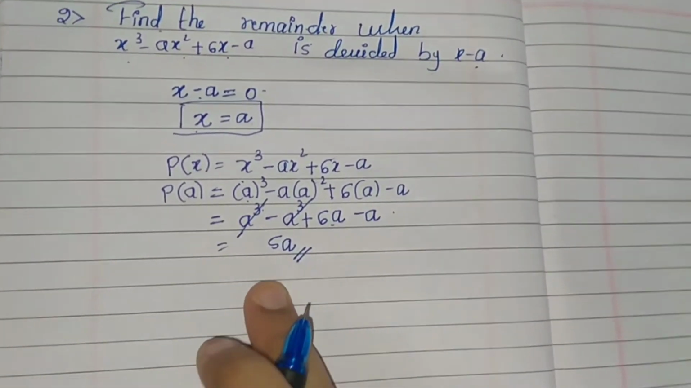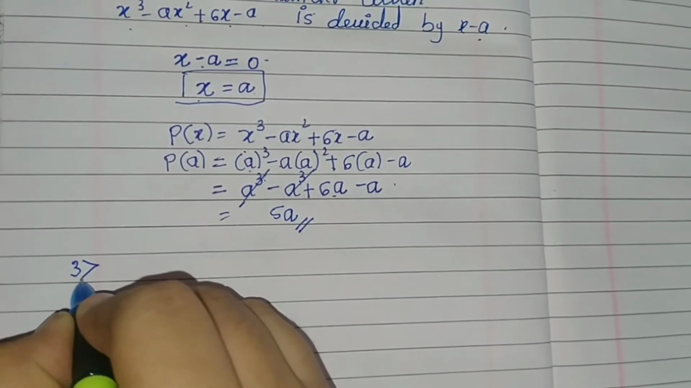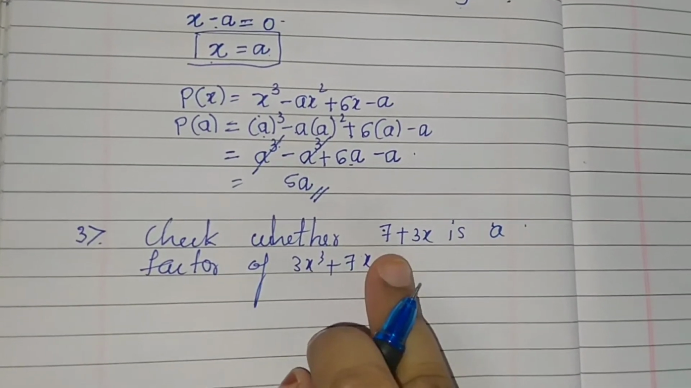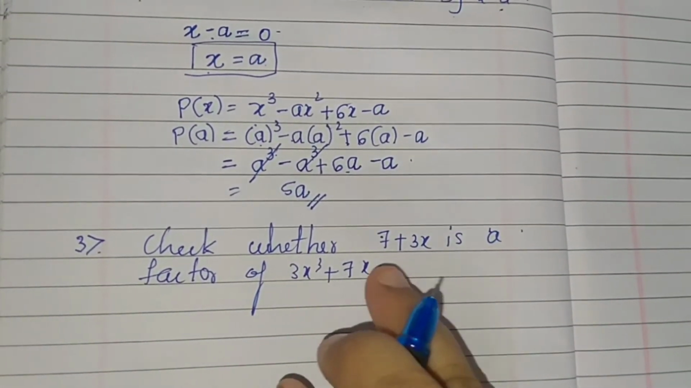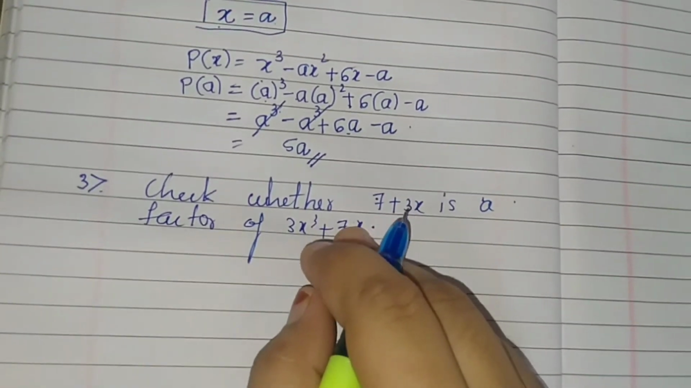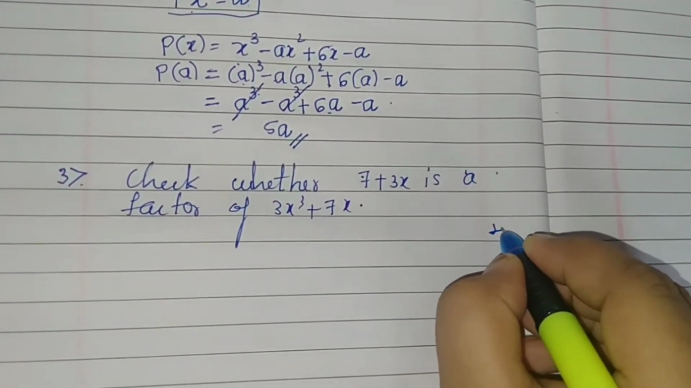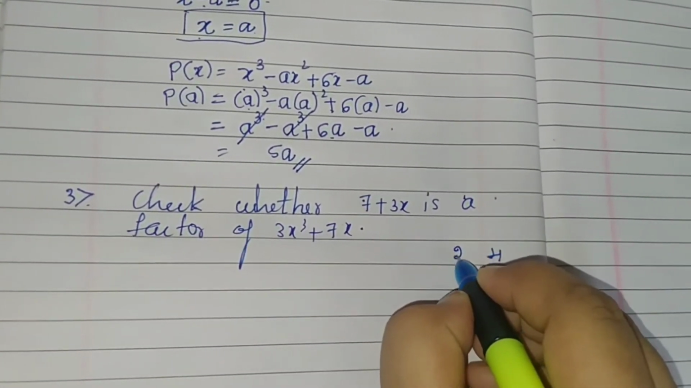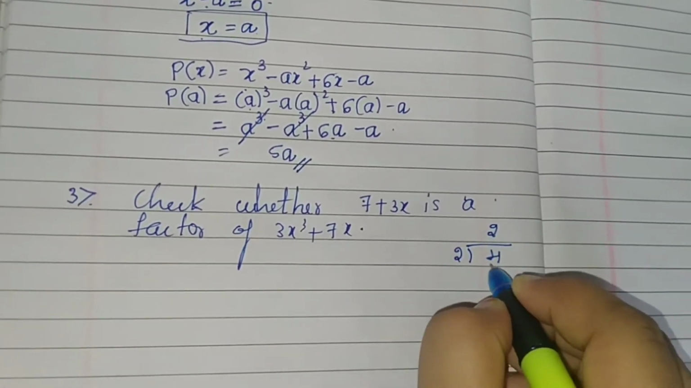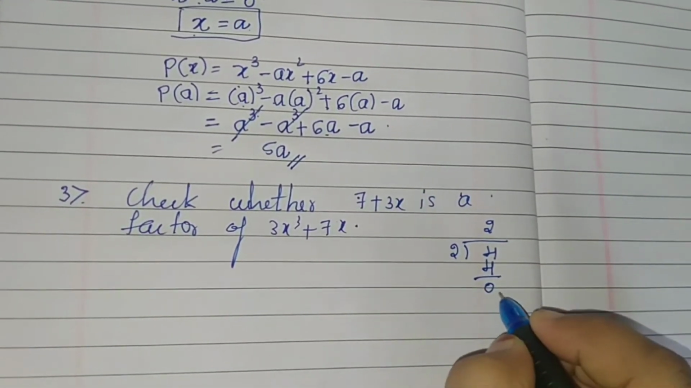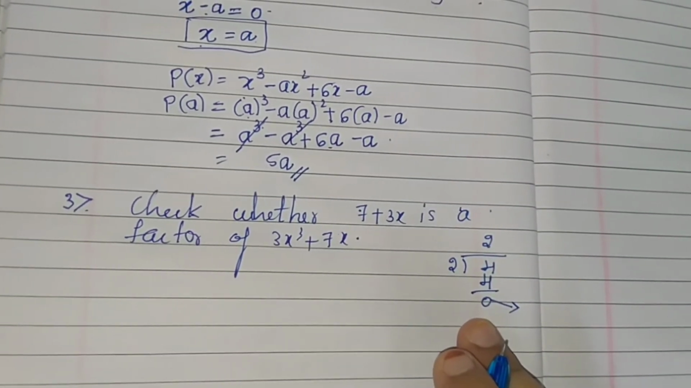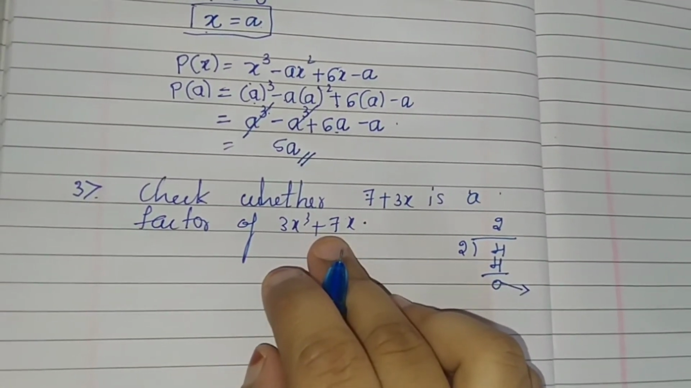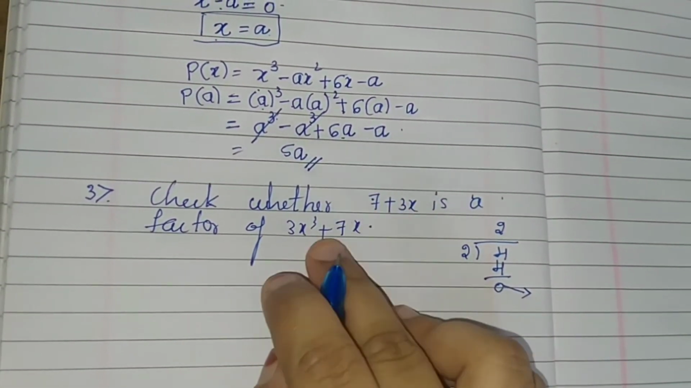Okay. So we'll see the third problem now. The third problem is, you have to check whether 7 plus 3x is a factor of 3x cube plus 7x or not. Okay, so now tell me, see here, suppose 4 is a factor of 2, isn't it? How can you easily consider it? When you divide this, 2 2s are 4, you are going to get the remainder as 0. Then we can say that this 4 is a factor of 2, isn't it? So similarly, you have to check whether this is a factor of this, right?